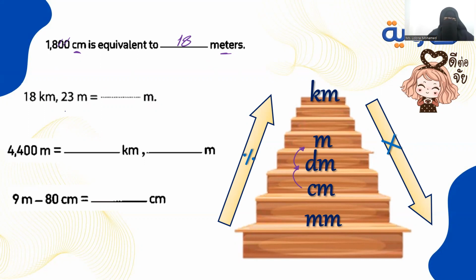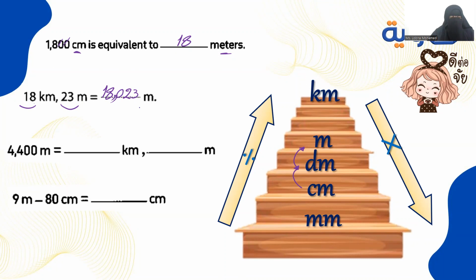Let's move to the next question. 18 kilometer and 23 meter equals how many meters? This question is like kilogram and gram. It's the same. We have to take this number and put it in the thousand family. So 18 in the thousand family. And we continue. We take this number and put it in the ones family, which is 23. Could we put 23 alone? No, we have to put 0 to make it 3 digits.